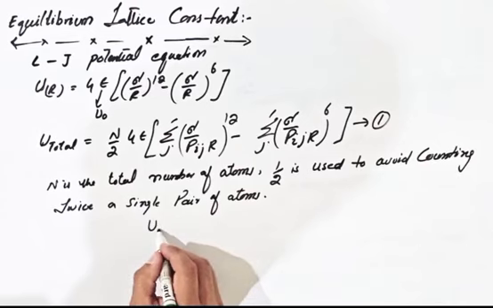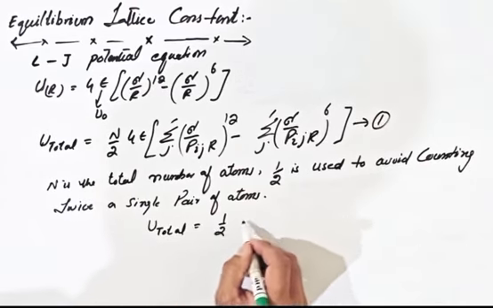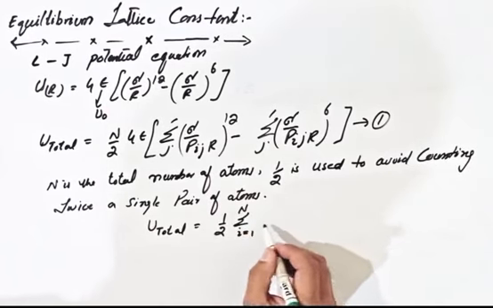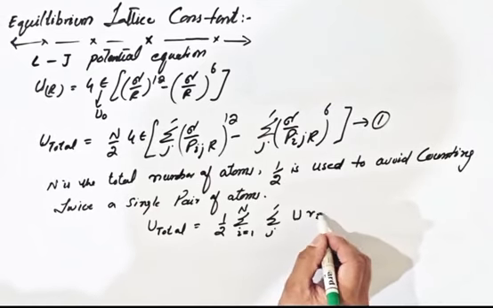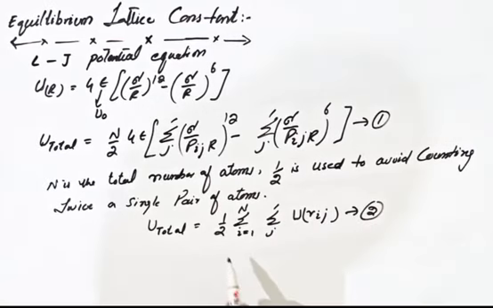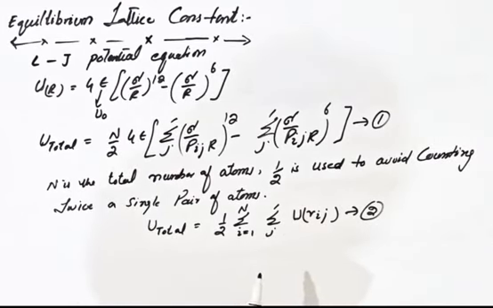This equation can also be written as half summation from i equal to 1 up to N, summation over j of U(Rij). This is equation 2. Here this term is for the total number of atoms, and this is the LJ potential term.